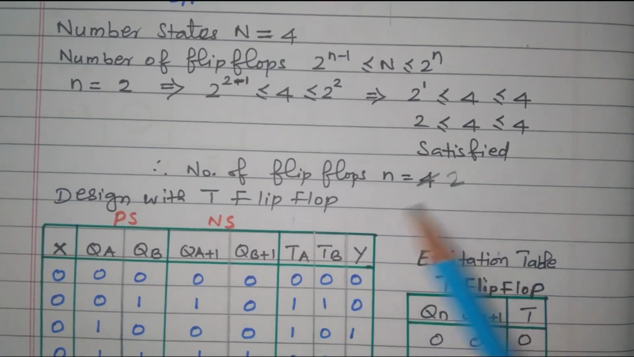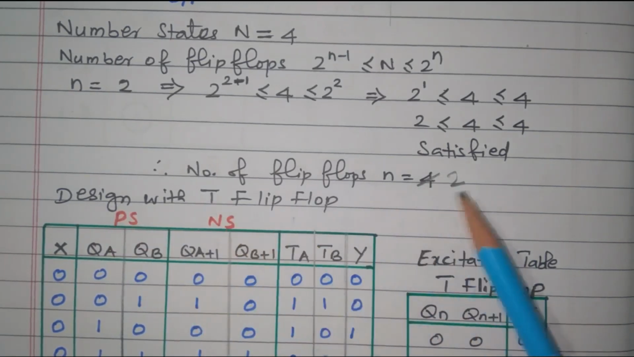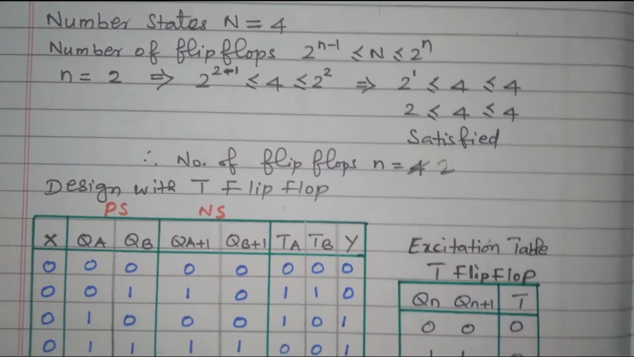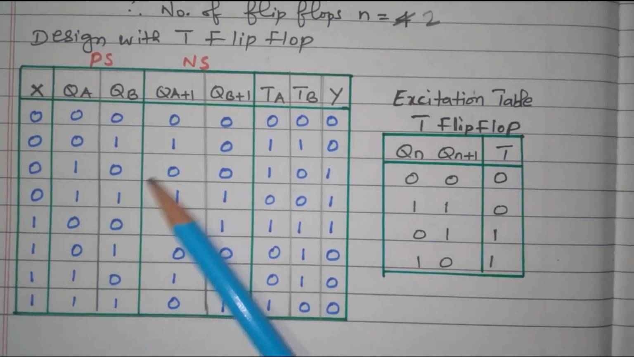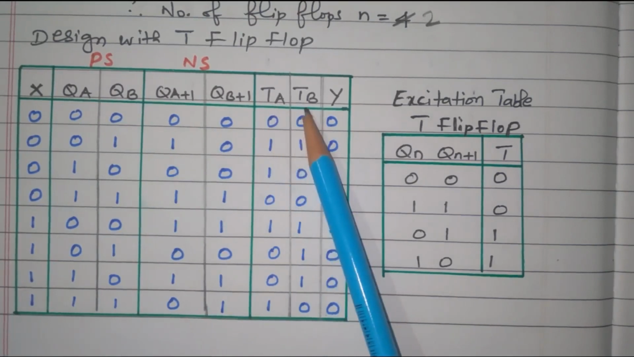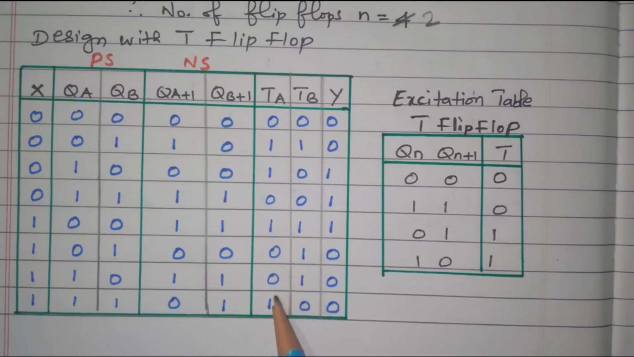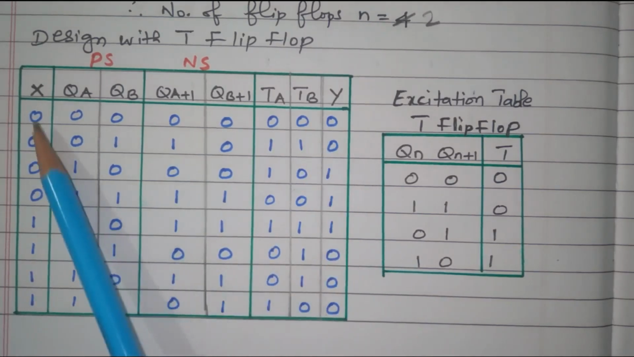Now, we need to design the T flip-flop. We decided we are using the T flip-flop. We need 2 flip-flops. For that, we need to find what is the input to these 2 T flip-flops. Now, we will go to the design table. So, these are the 2 flip-flops, TA and TB. What we need to identify is the input to the first flip-flop TA and the second flip-flop TB.